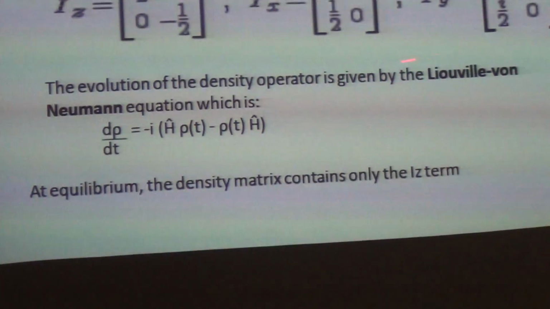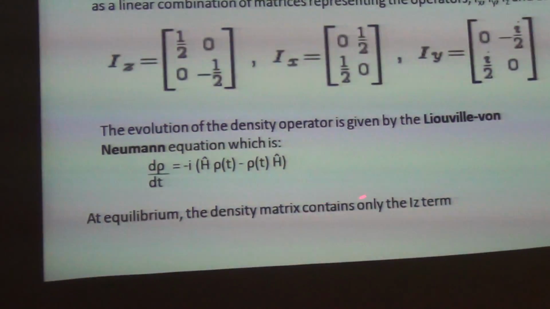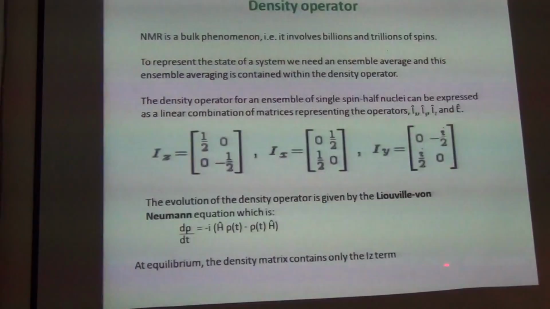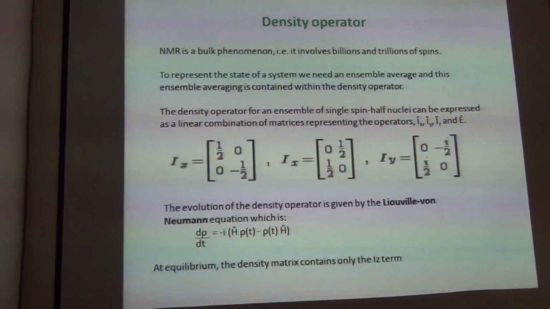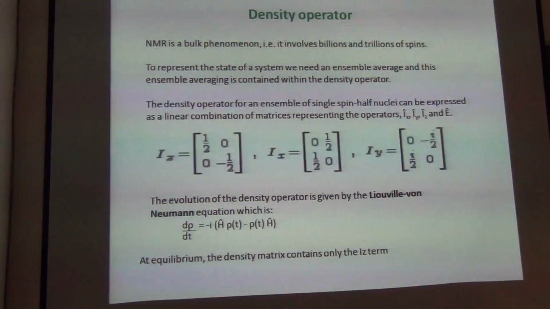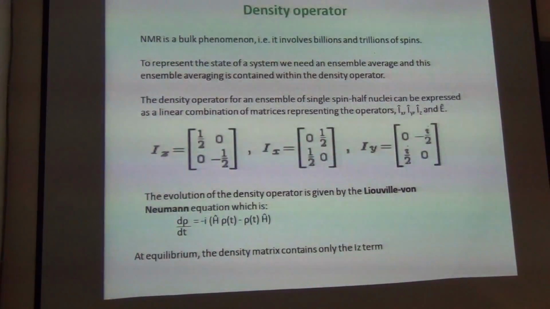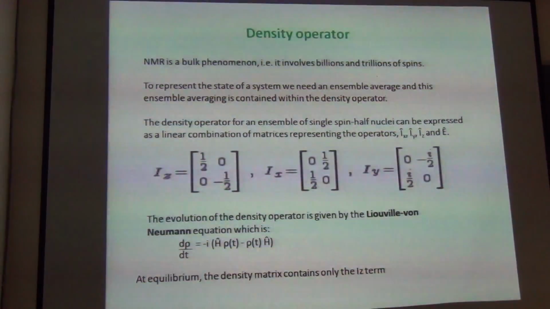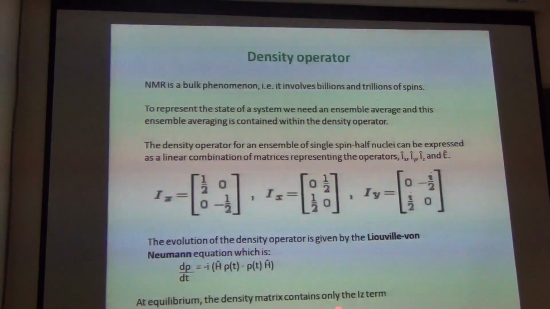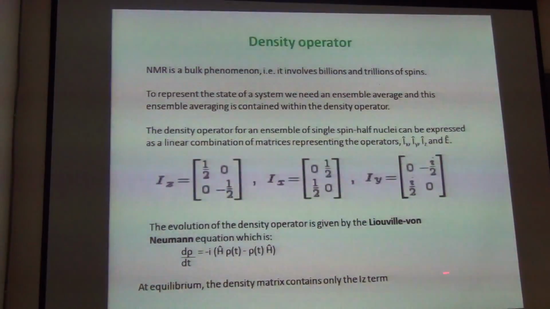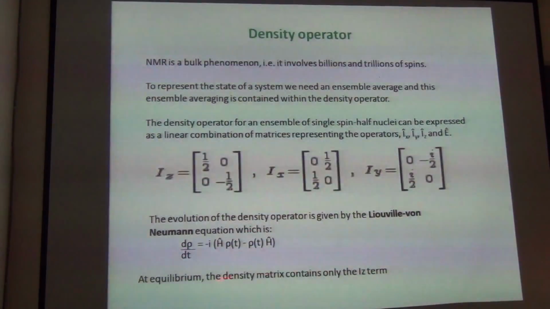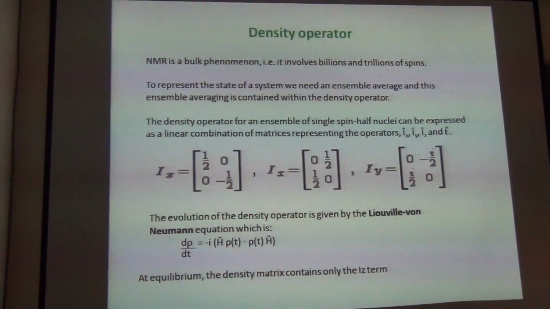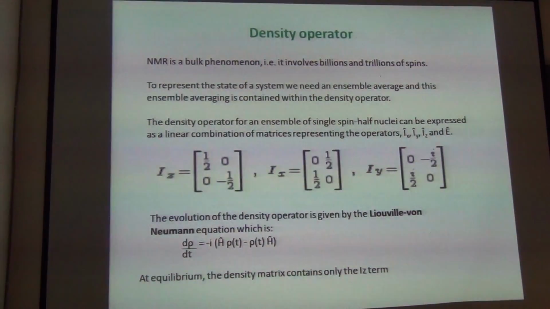If you do some quantum mechanical calculations, you will find that at equilibrium, the density matrix will contain only the Iz term. That is, at equilibrium, you will have magnetization only along Z. This is what we had got even from our classical picture, where we have 60 spins here and 40 spins here, and the net magnetization was along Z. So the density matrix, which is the ensemble average, gives magnetization only around Z.